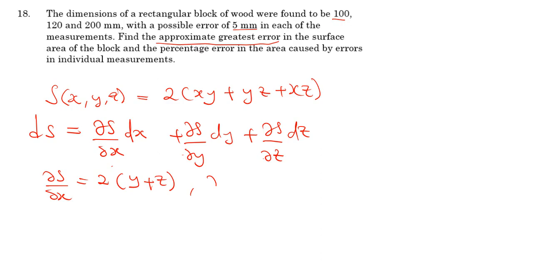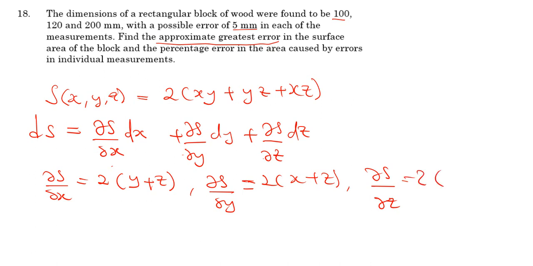Then the partial of S with respect to y. I look at where my y is. Differentiating xy, I remain with x. Differentiating yz, I remain with z. So that is 2 times (x plus z). Then the partial of S with respect to z is 2 times: differentiating yz gives y, differentiating xz gives x. So that is 2 times (x plus y). This is what I remain with.